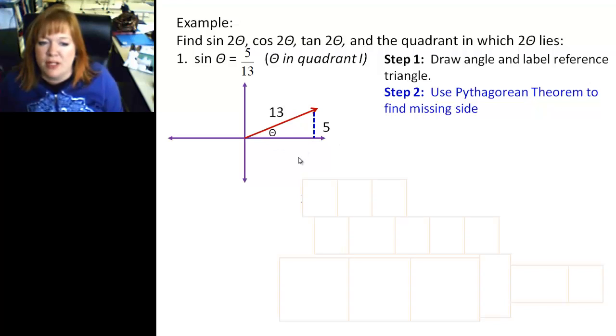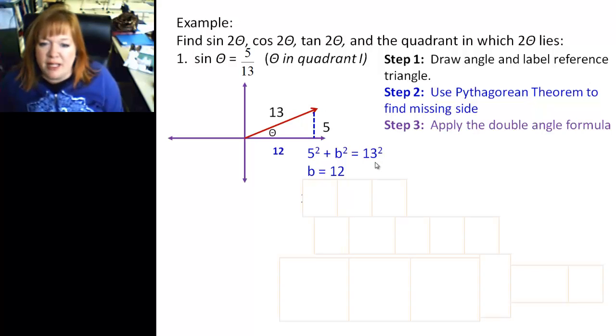So if you do that, you'll have 5 squared plus b squared equals 13 squared. And when you solve it out, you'll get b equals 12, because you'll have 169 minus 25, take the square root, and so on. I'm skipping that because I know you guys can follow. Then step 3 is going to be to apply the double angle formula.